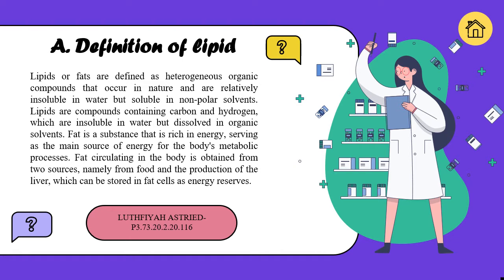Fat is a substance that is rich in energy, serving as the main source of energy for the body's metabolic processes. Fat circulating in the body is obtained from two sources, namely from food and the production of the liver, which can be stored in fat cells as energy reserves.